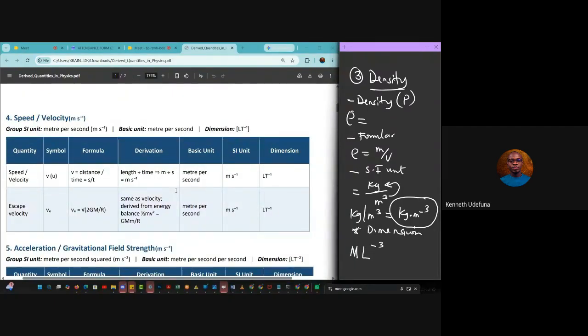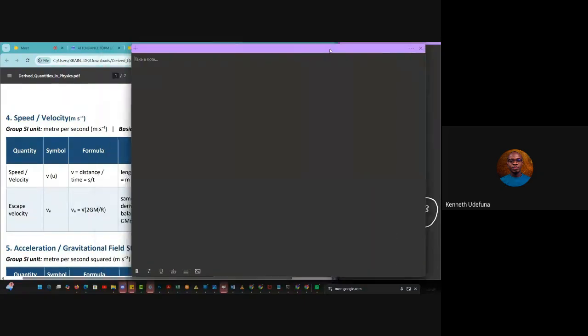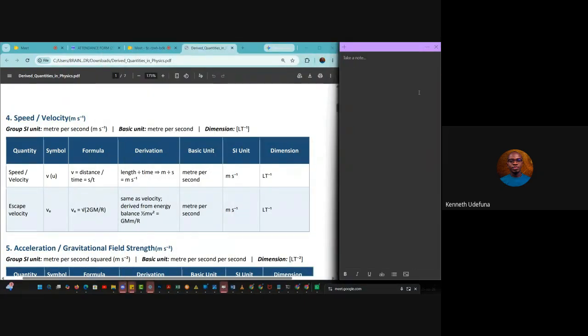Okay, so let's quickly go over to the next one we're going to talk about, which is velocity or speed. Both of them have the same units. If you look at my material, you see that both of them have the same unit, meter per second. So the only difference is the formula.